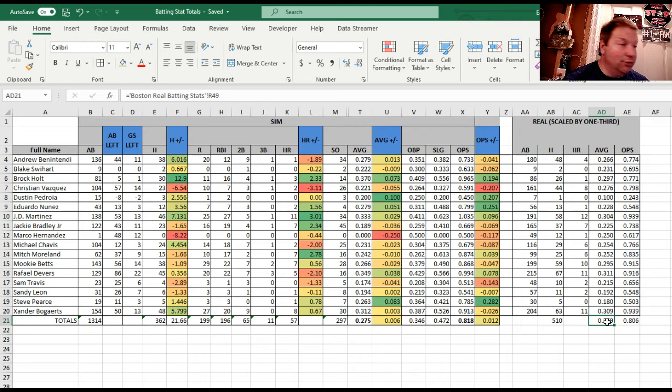And, okay, I got to make an admission. I realized as I was making this up that I was incorrectly calculating OPS, specifically slugging percentage.